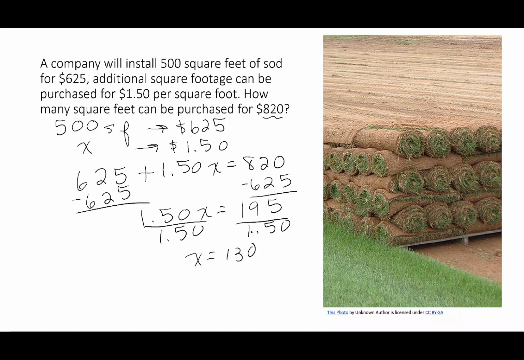What's very important is that we always look back at the question. And the question said, how many square feet can we purchase for $820? The answer is not 130. 130 is the additional square feet we will get on top of the 500 that came for the $625. So our answer will be 130 plus 500, which is 630 square feet. So we always want to make sure we're looking back to say, what kind of answer did we get? Does it fit what we were doing? And did we correctly answer the prompt?